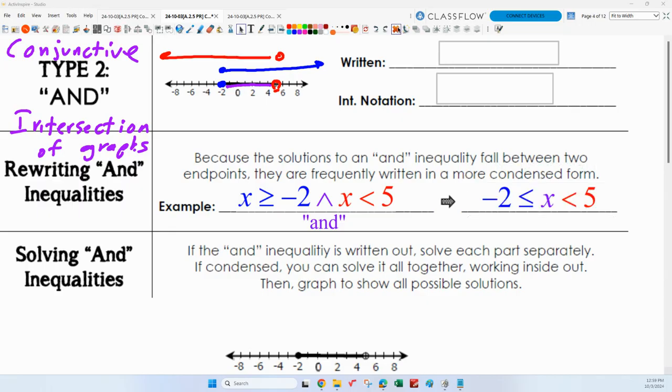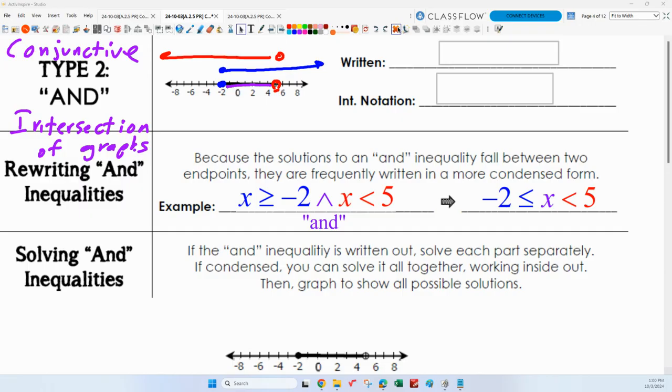We write it like that. We write it as a 3-part inequality. Compound and inequalities go with 3 parts, where the variable goes in the middle, and it's greater than, or in this case, greater than or equal to the bottom endpoint and less than the top endpoint.